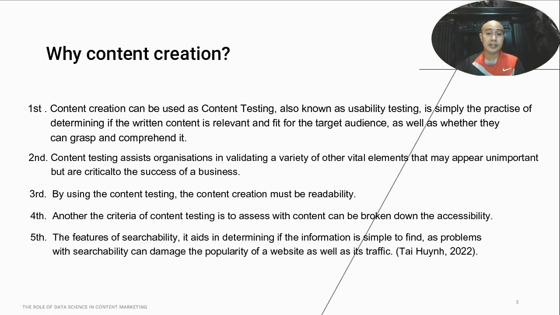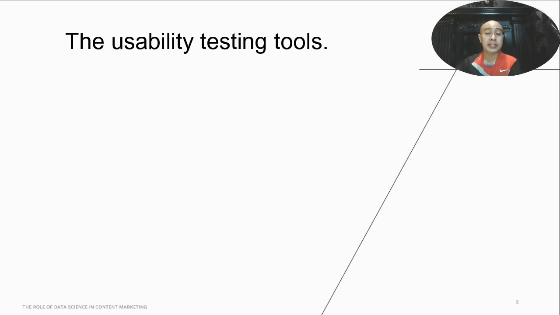Next, searchability is the feature that determines if the information is simple to find, as problems with searchability can damage the popularity of the website as well as its traffic. This is related to search engine optimization, SEO, and determines whether people can quickly locate your website or goods online. Now we look into the usability testing tools. By choosing the right tools, we'll come out with great content creation.